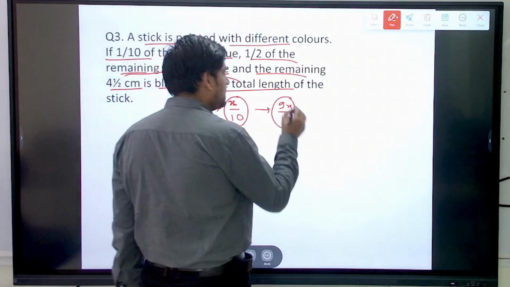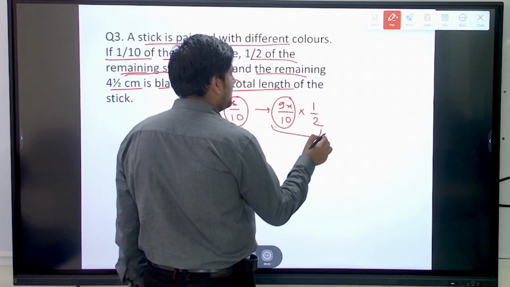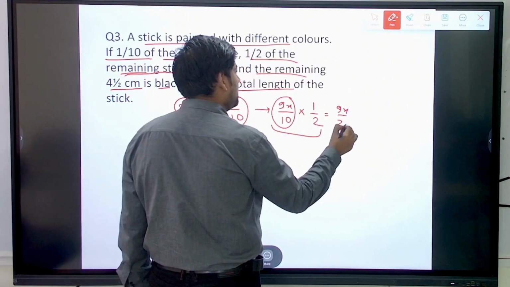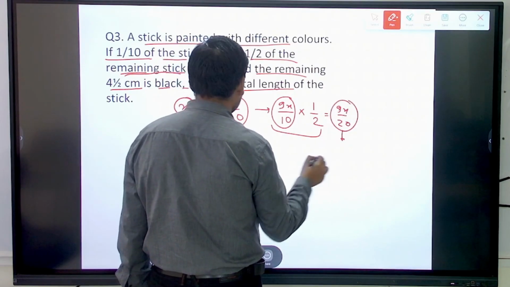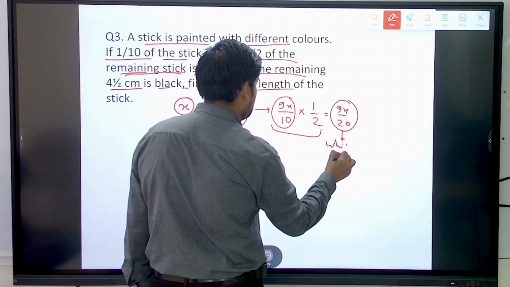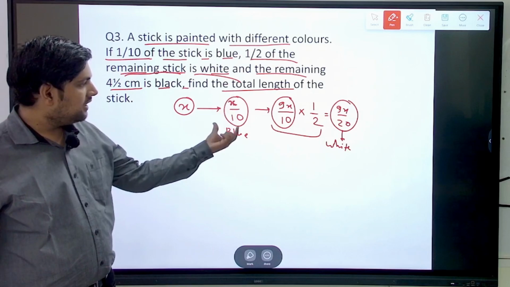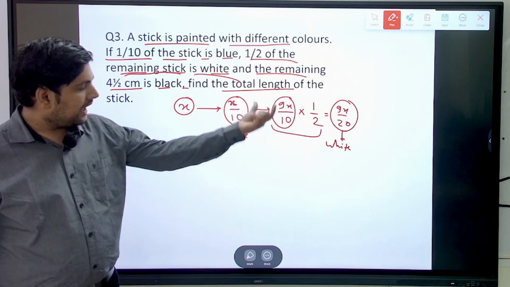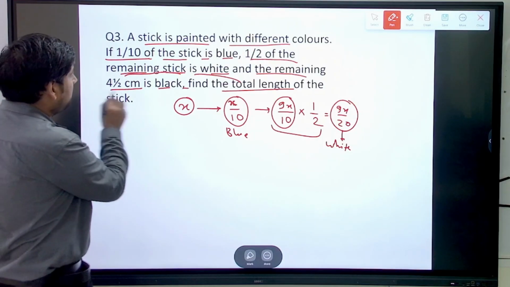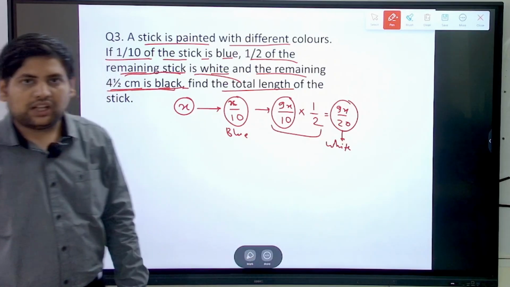So 9x by 10 is remaining, and half of this will be equal to 9x by 20. This is colored as white. Correct? So x by 10 is colored blue and 9x by 20 is colored white. Now whatever is remaining is of 4.5 centimeters.